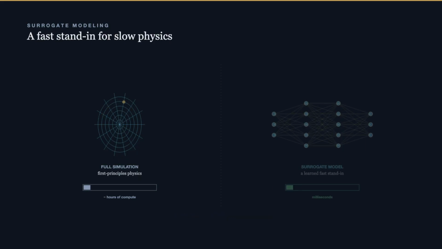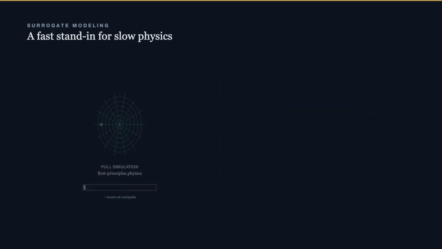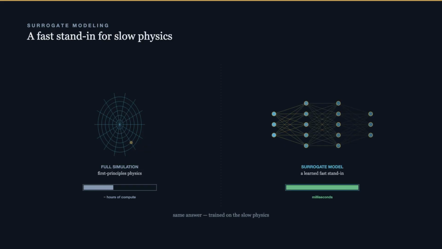This is the problem surrogates were built to solve. A surrogate is a fast stand-in that learns the behavior of a slow physics model. You run the demanding simulation many times offline, where compute time is plentiful, and you train a model to reproduce its answers. Once trained, it gives you in microseconds what the full simulation gives you in hours. Not perfect, but close enough to act on and fast enough to use in real time.